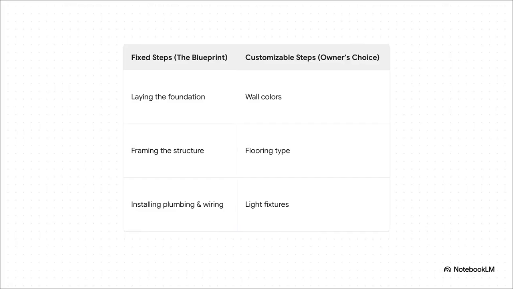So the blueprint is going to dictate the fixed steps. You have to lay the foundation first, then you frame the structure, then you install the plumbing. That order is totally non-negotiable. But the blueprint also leaves room for customization. These are the optional, overridable steps. The new homeowner gets to decide on the wall colors, the type of flooring, the light fixtures.